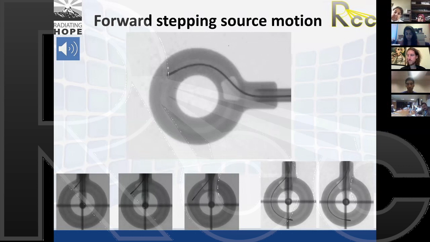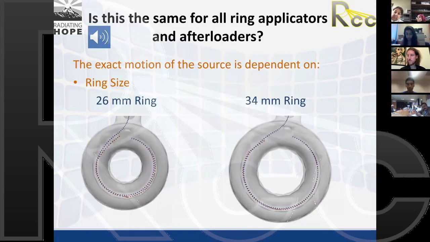So is this source motion the same for every single ring applicator and every single afterloader? The exact motion of the source inside the ring is dependent on a number of different things. The first one being the size of the ring. Obviously, a smaller ring will have a tighter circle that the source needs to travel around. You can see in this image the difference in the source path, which is the red dotted lines, compared to the central path of the inner lumen, which is the blue dotted lines.